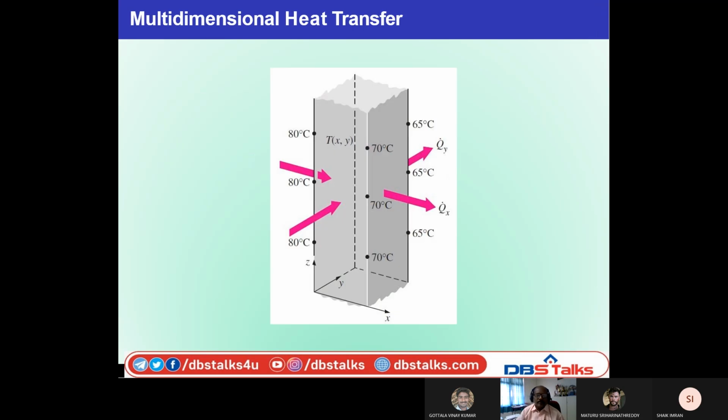So now we'll take a rectangular slab. On one side the temperature is 80 degrees centigrade, on the other side the temperature is 70 degrees centigrade. So in the x direction there is heat transfer. Similarly, on another side there will be some other temperature, 65 degrees centigrade, and heat is transferred in the y direction also. If there is heat transfer in more than one direction, that is called multi-dimensional heat transfer. Now we are going to derive an equation for multi-dimensional heat transfer.